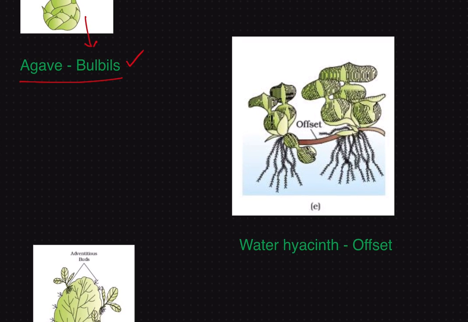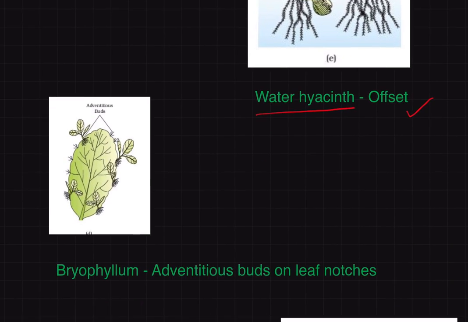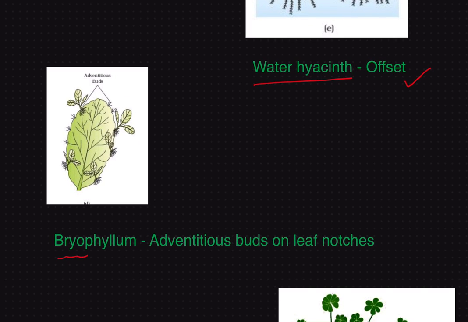Now, coming to water hyacinth. Water hyacinth is nothing but Eichhornia. Eichhornia propagates with the help of this modified stem called offset. Coming to bryophyllum. Bryophyllum is little special. Here it is not an example of modified stem, but bryophyllum is capable of producing new plantlets from the notches of the leaves. You can see here at the leaf notches it has got adventitious buds. Now, from each bud a new plantlet is obtained, right.